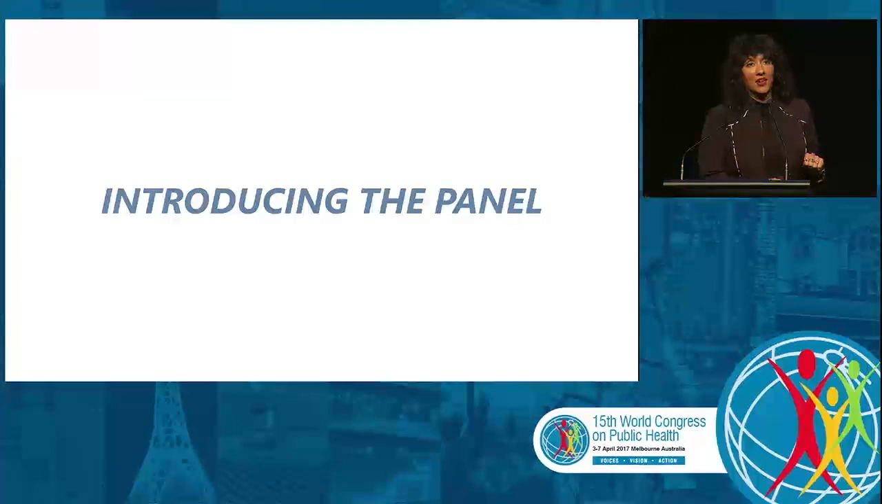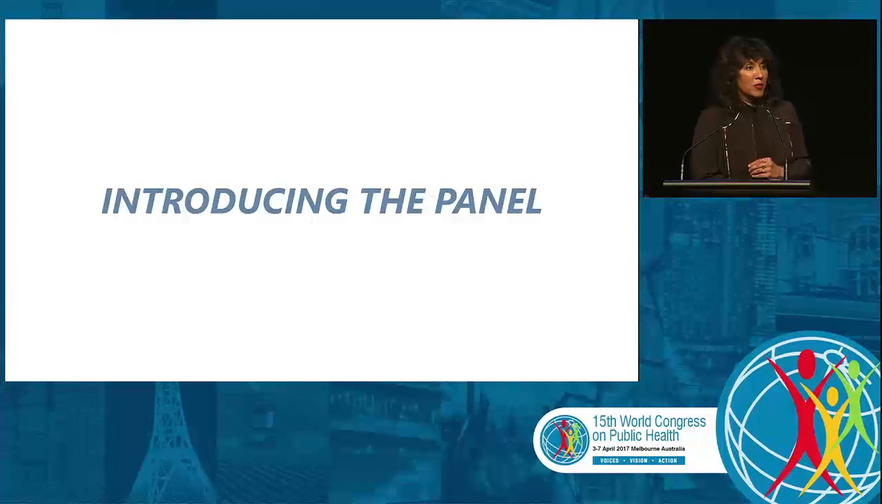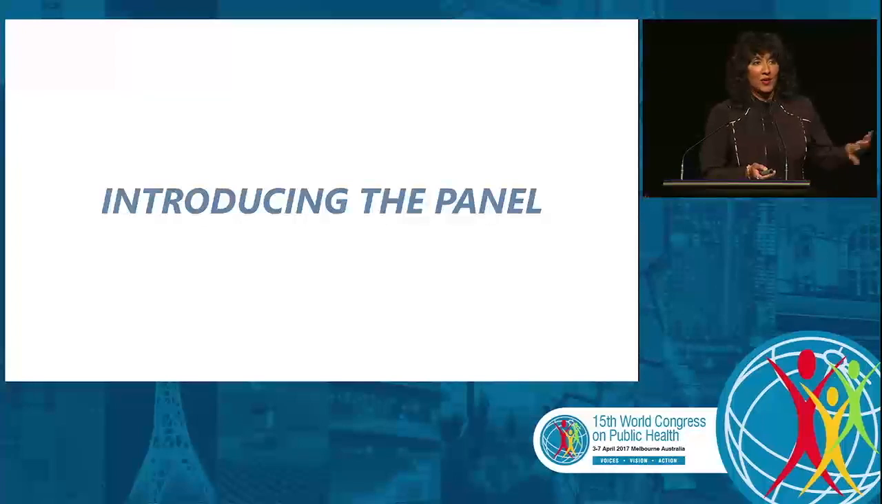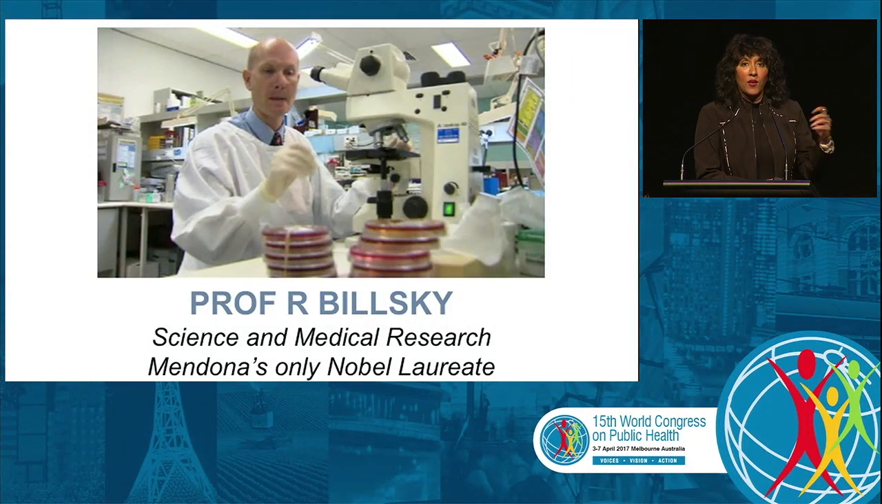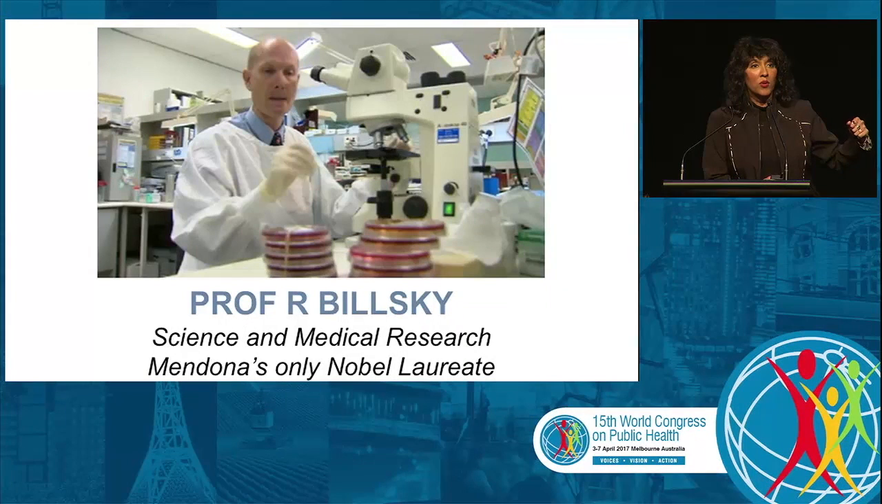Next to him is Professor Archie Clements, a veterinarian by training, infectious disease epidemiologist, and head of the School of Rural Population Health at ANU. And next to him is Dylan Adam, who's an epidemiologist. So just so that you know the roles they're playing, they are drawing on some substantial expertise. Now in Mendona, we have one Nobel laureate. He is Professor R. Bilski. Raise your hand, Professor Bilski, who won the Nobel Prize 10 years ago.